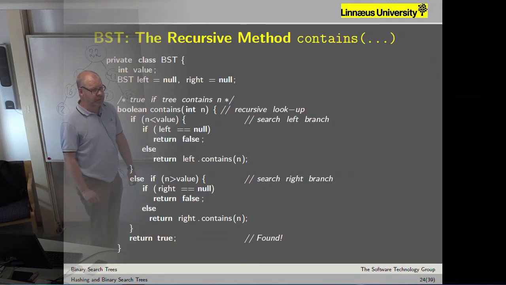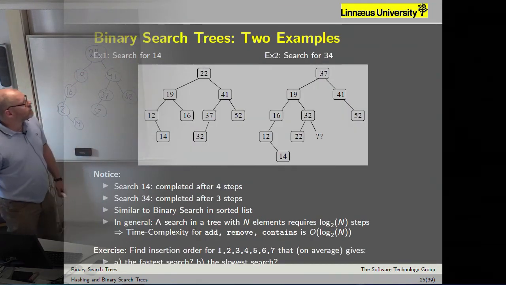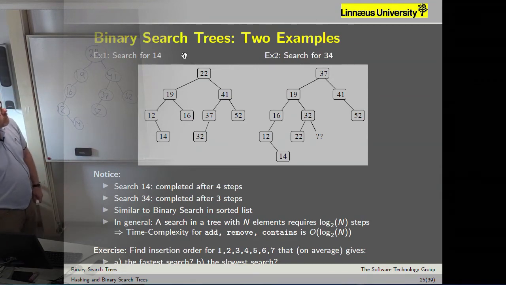Any problems with finding it? Binary search trees, looking for something. So if I would like to find 14 in this one, I start over here. Is it smaller or larger? 14 is smaller. I go over here, I go over here, I go over here, and I find it in 4 steps in this case. Look for 34 over here. I go here, here, and then after 3 steps, I realize that it's not in the list.